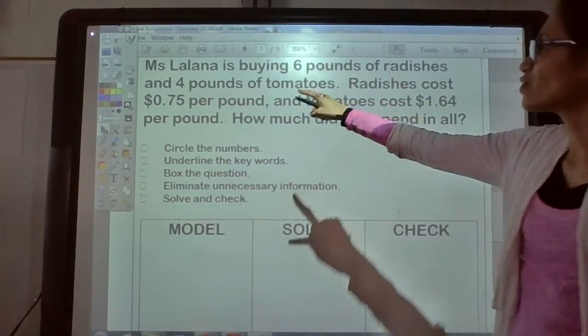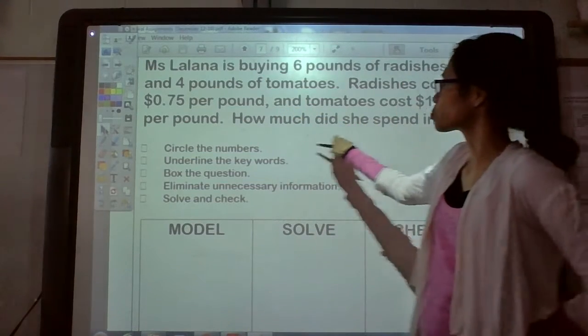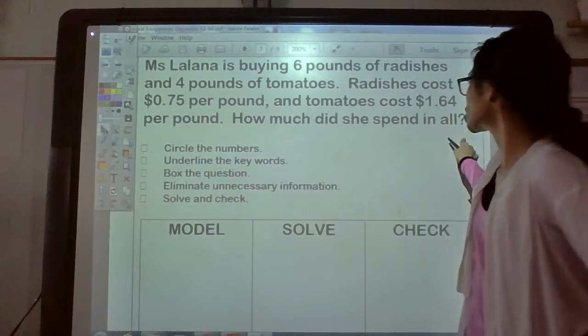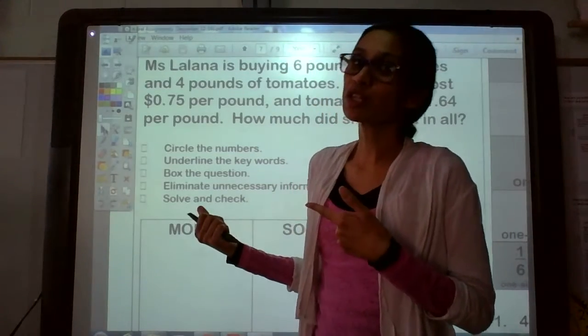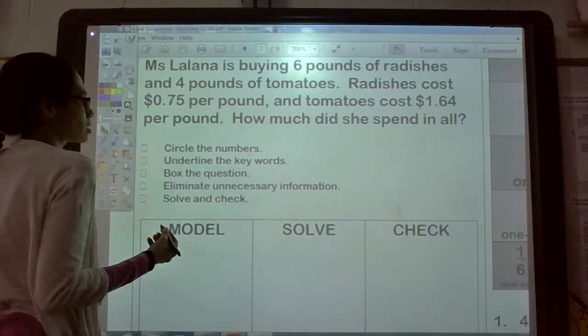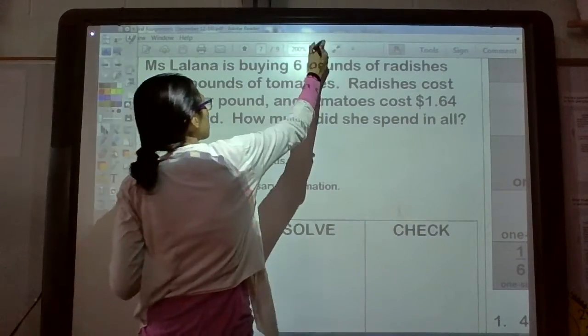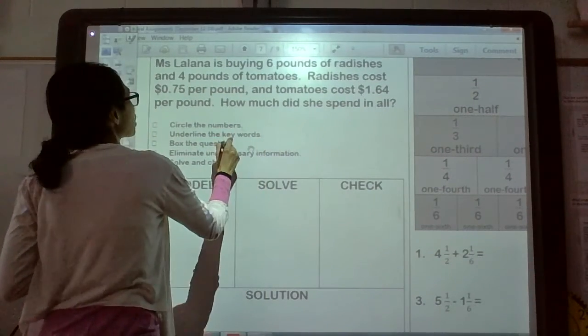Radishes cost 75 cents per pound, and tomatoes cost $1.64 per pound. How much did she spend in all? We can use our cubes clues to help us figure out the answer. And you know what? We can't see the whole page, so I need to make this a little bit smaller. Bam, right there. That's better.